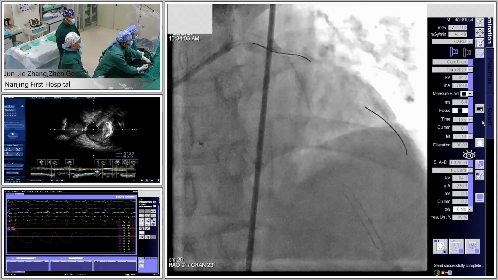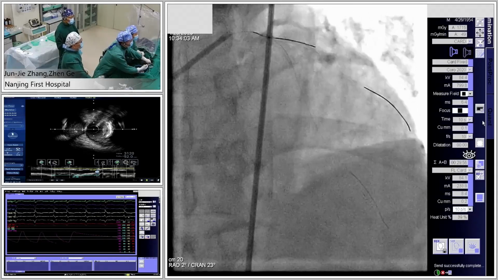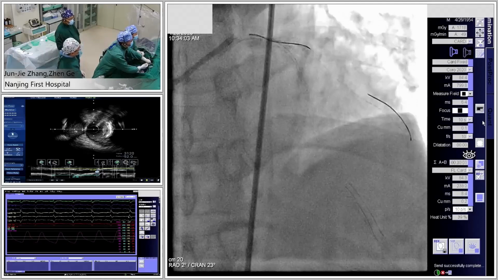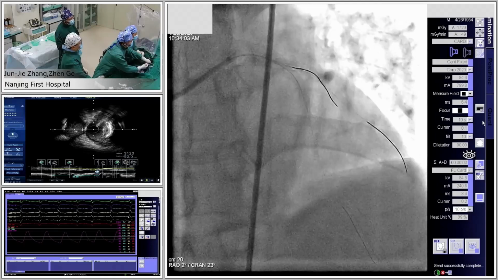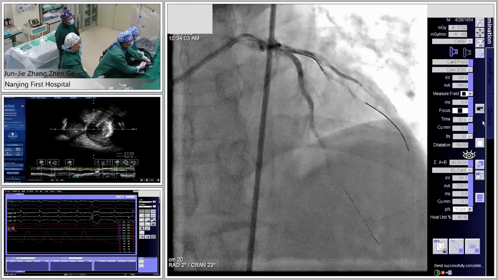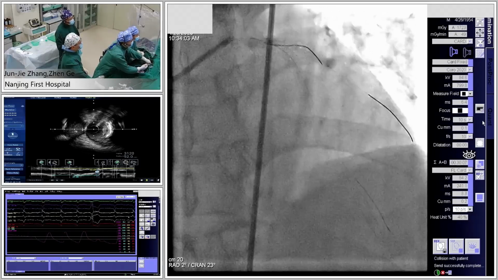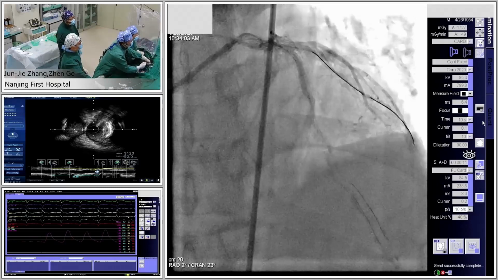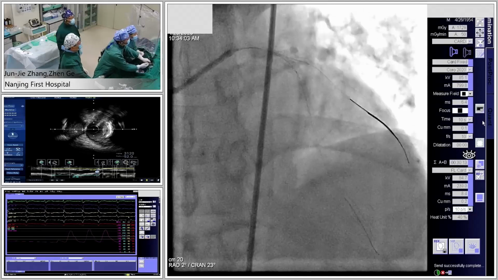Actually, there are two big struts, the upper strut and the lower strut. It's a very, very big diagonal. Is there a dissection? I think no. It's a side branch, because you see the wire is separated. What do you think? It's okay?